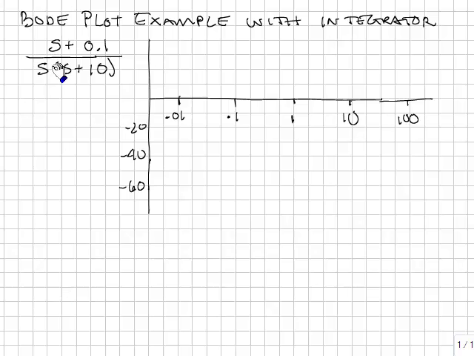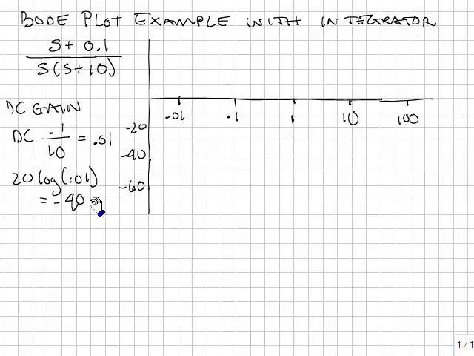So let's do it for this. I'm going to find the DC gain, which is equivalent to 20 log of 0.01, or minus 40 dB. So I'm going to begin with the DC gain of minus 40 dB. That takes care of the 0 and the pole. Now let's plot in the individual pieces.